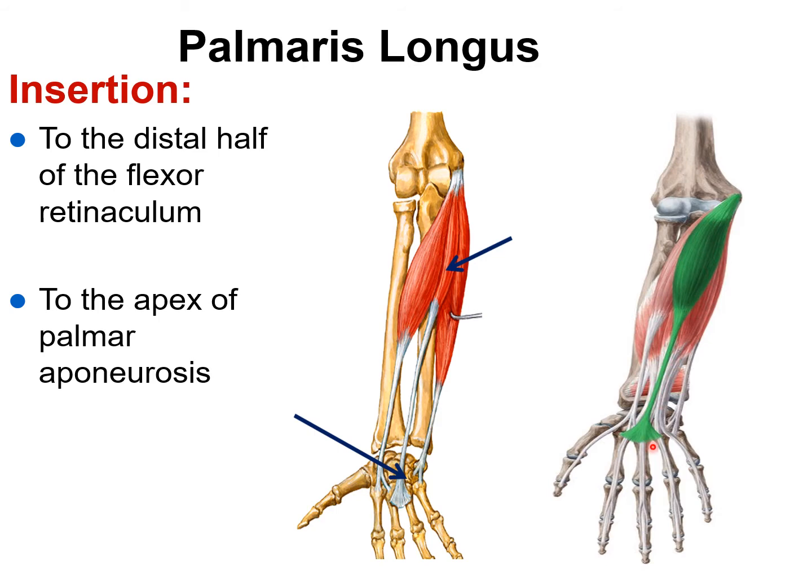It is getting inserted to the distal half of flexor retinaculum and to the apex of palmar aponeurosis through the flexor retinaculum. The tendon of palmaris longus passes in front of flexor retinaculum and it is continuous with the central part of palmar aponeurosis. So the tendon of palmaris longus is getting inserted onto the distal half of flexor retinaculum, and it is also inserting to the apex of palmar aponeurosis through flexor retinaculum.